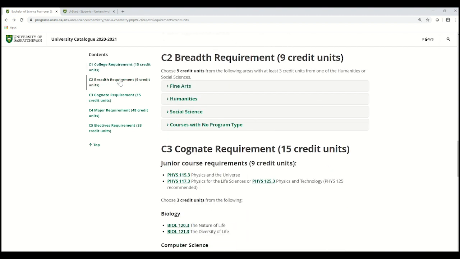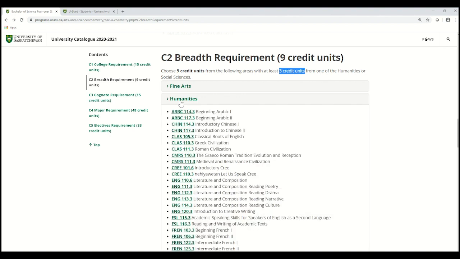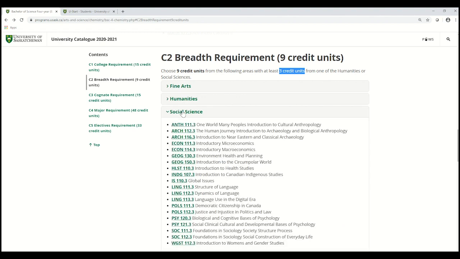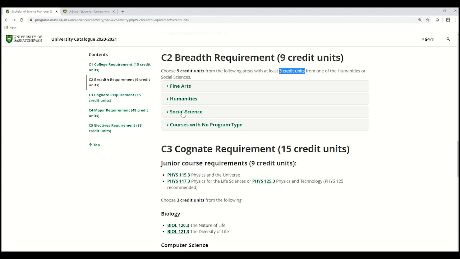Now for the breadth requirement. Here, you're asked to complete 9 credit units in the following areas, with at least 3 credit units, so at least one class, from either the humanities or the social sciences. In addition to those 3 credit units from either the humanities or the social sciences, you would take 6 more credit units from any one of these areas.